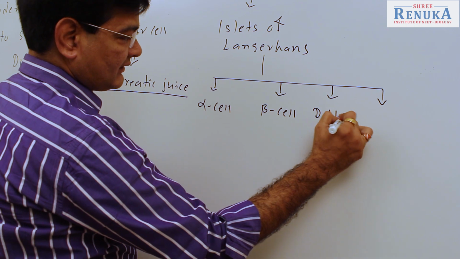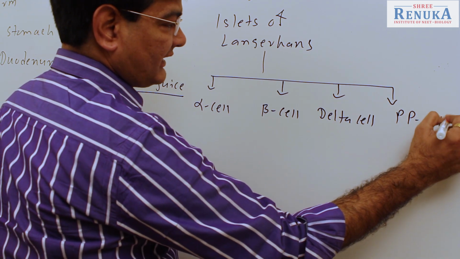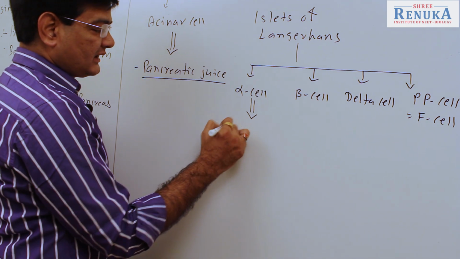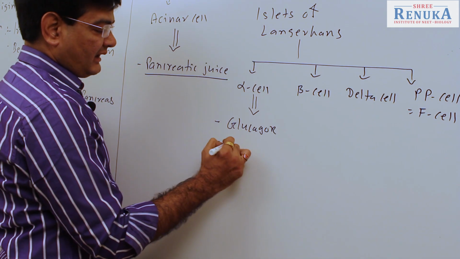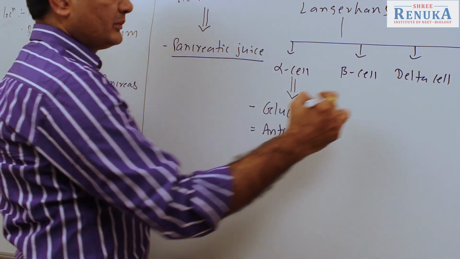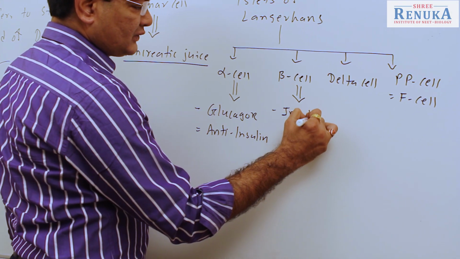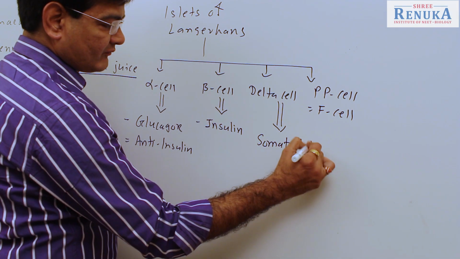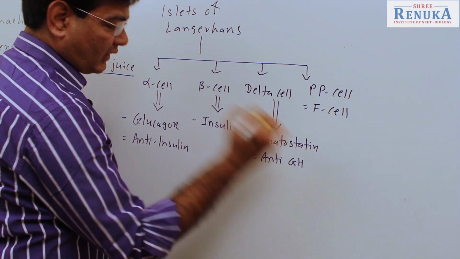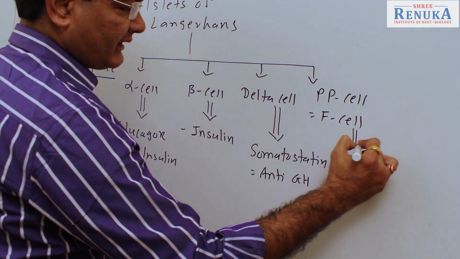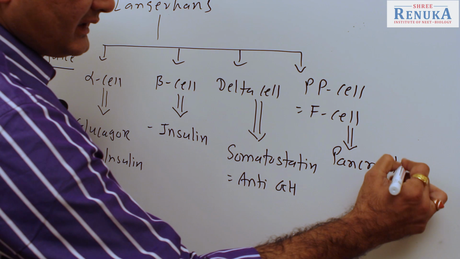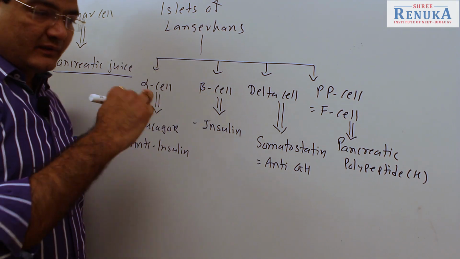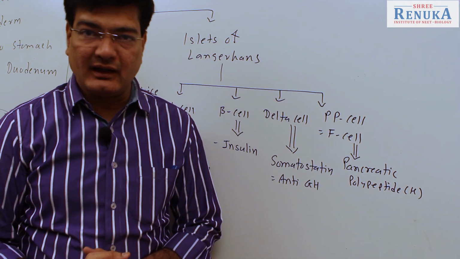beta cells, delta cells and pancreatic polypeptide cell, or it is also called an F cell. This alpha cell is mainly responsible for secretion of glucagon, that is anti-insulin hormone. Beta cell is mainly responsible for the secretion of insulin hormone. Delta cell is concerned with secretion of somatostatin, and that is anti-growth hormone, we can say. Pancreatic polypeptide or F cell is concerned with the secretion of pancreatic polypeptide hormone. It is concerned with the inhibition of secretion of other enzymes from the alimentary canal.